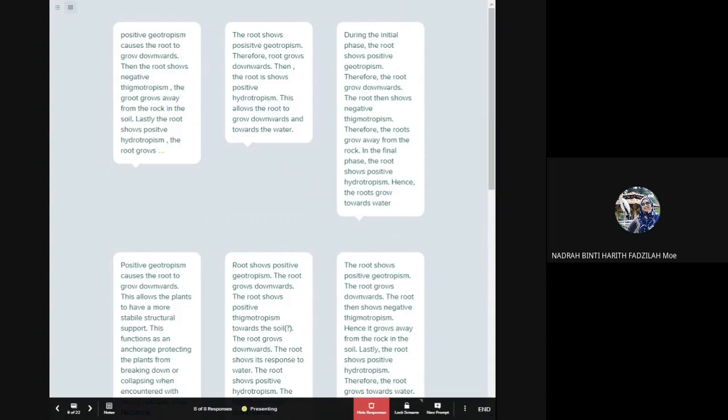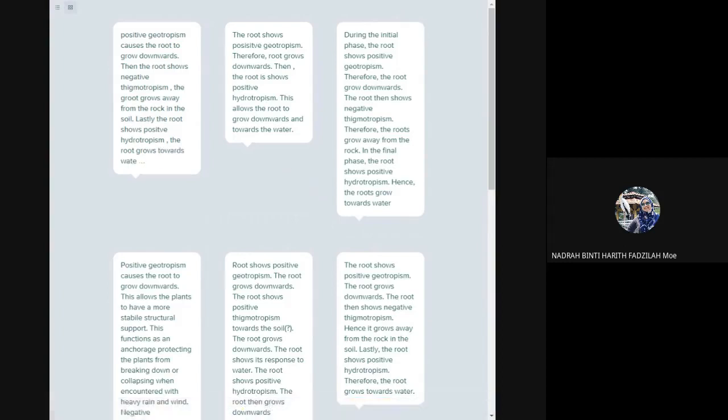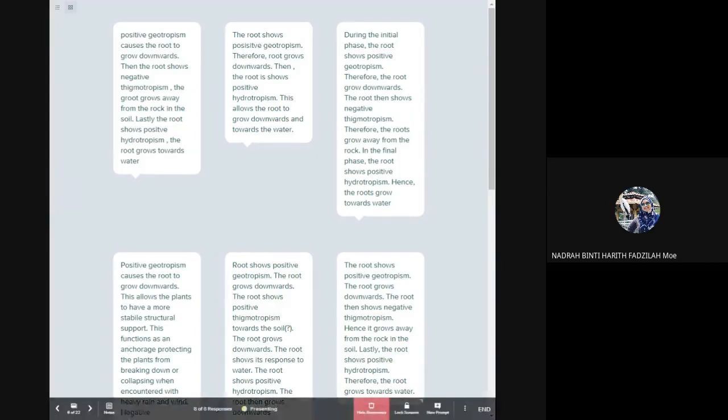Okay, kita tunggu Nurin menulis ayat yang terakhir. Bagus. Ayatnya ringkas dan jelas. Alright, very good.